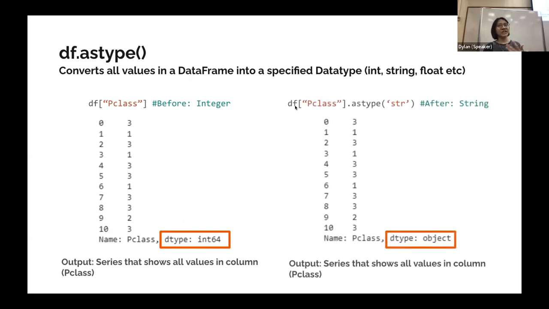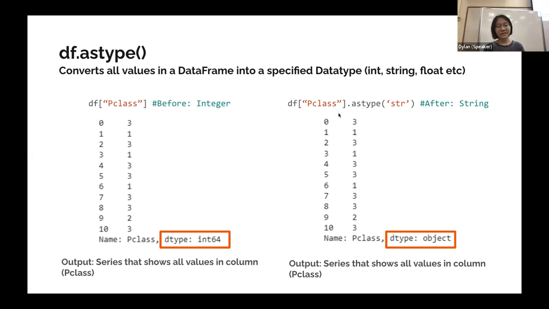We want to now change the values in this column to a string. So what I do is pass in this column dot astype, and then input the format that I want it to be. If I want it to be a string, in this example, I would pass in str, which stands for string. There are also other arguments you can pass in. If you want to convert into a float, you can put float, for example.